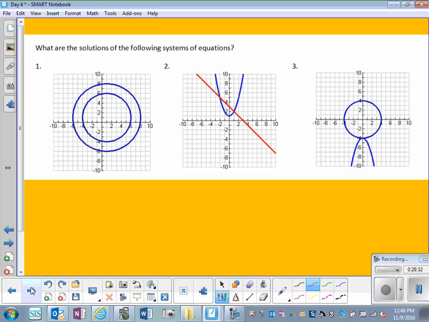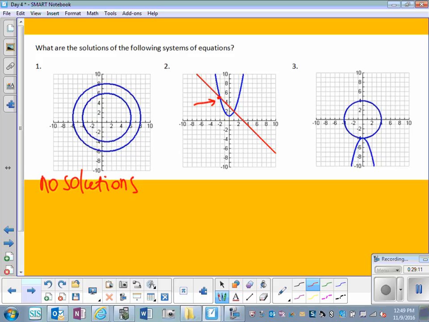So here we'll not only determine how many solutions we have, but also try to figure out what the solutions are, just by looking at these graphs. So the first one, what is the solution of the system of equations represented in this first picture? None. No solutions. The 2 circles do not cross ever. What about the second one? Can you figure out the solutions to the system of equations represented here?